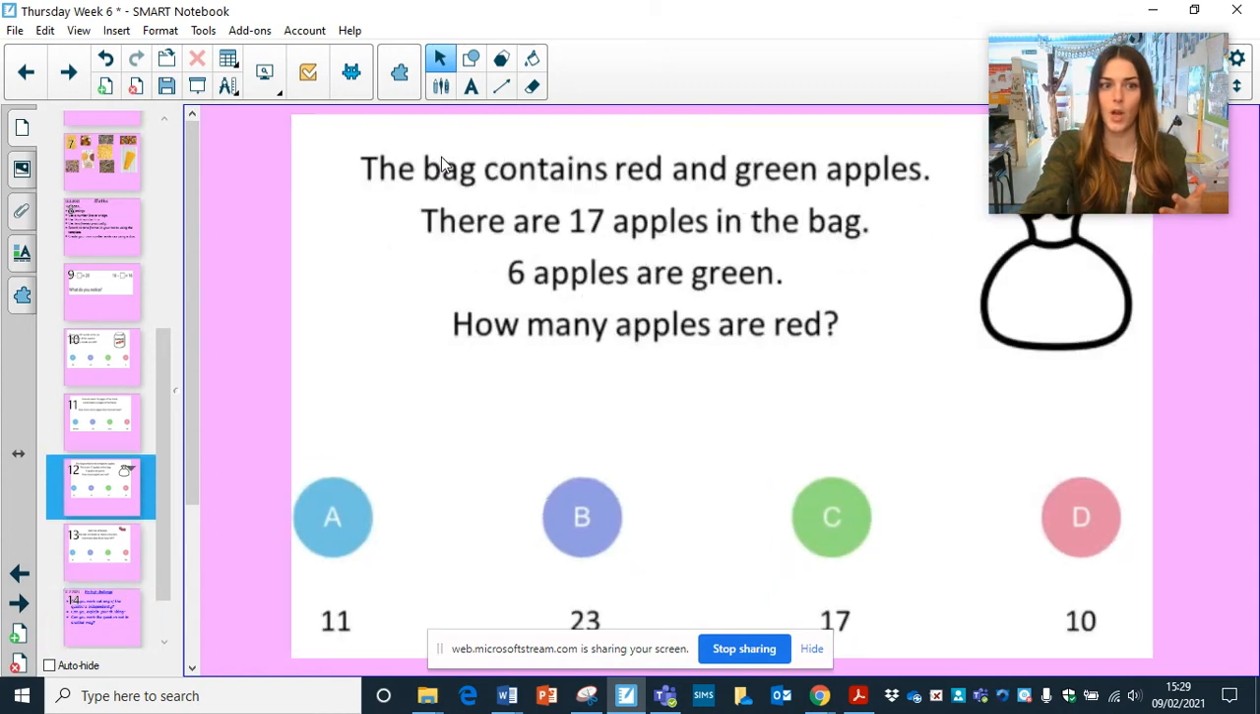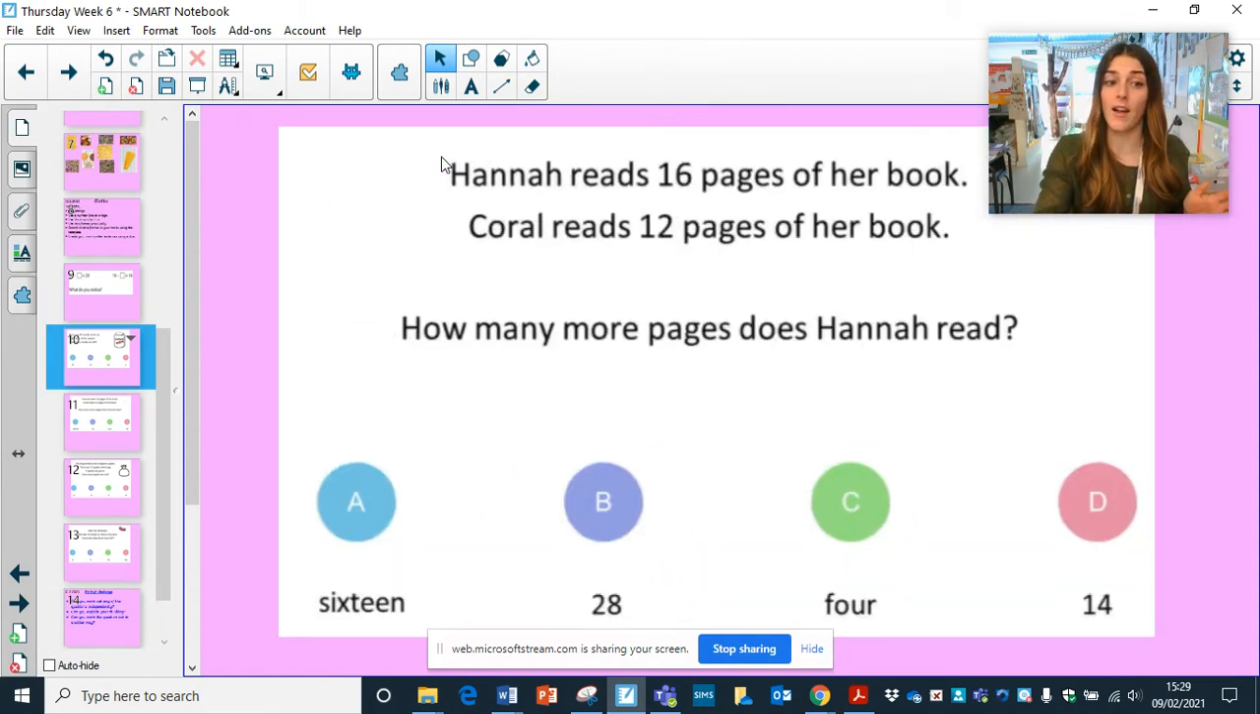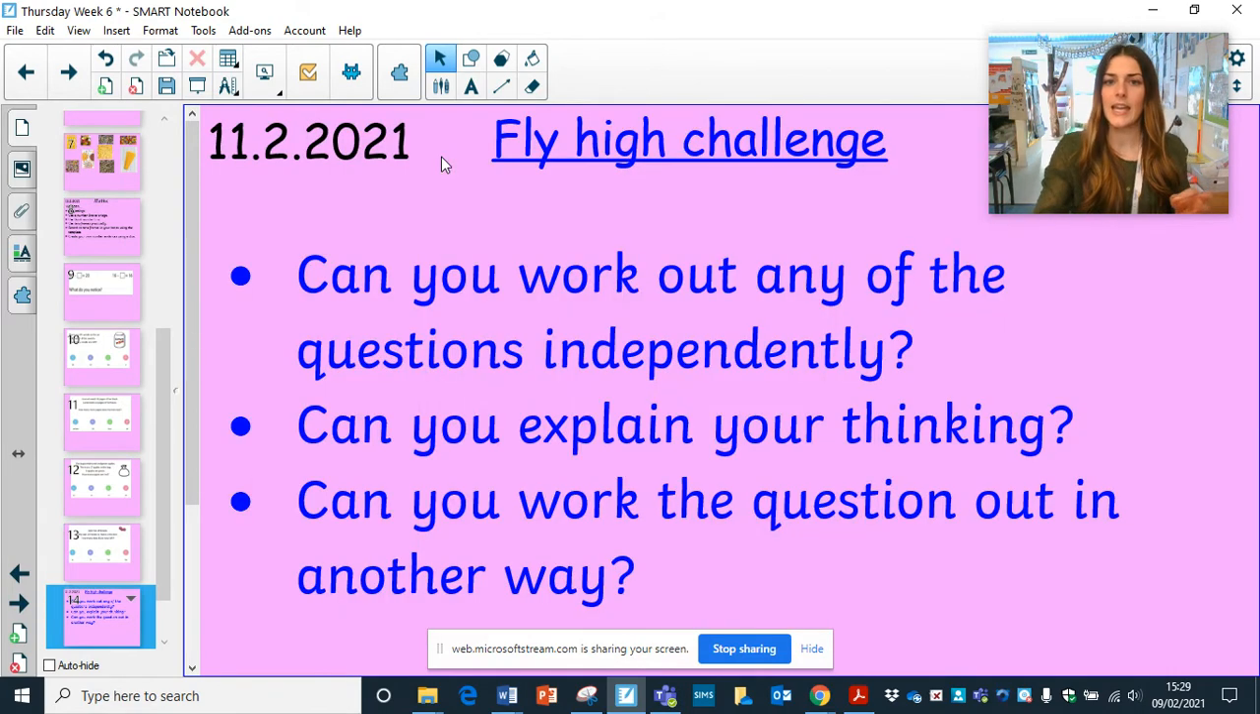What you need to remember when you work out these questions for your fly high is, if you can work them out independently and know what you need to do without any support, can you explain your thinking and your workings? And can you work the question out in another way? Like I said, the jottings, the number lines, using objects, resources, tens frames, any of those things. Can you use those to support you in your learning, and can you record those ways?